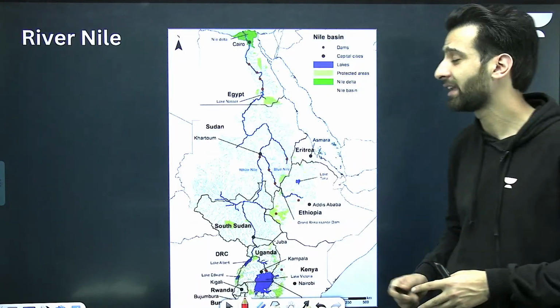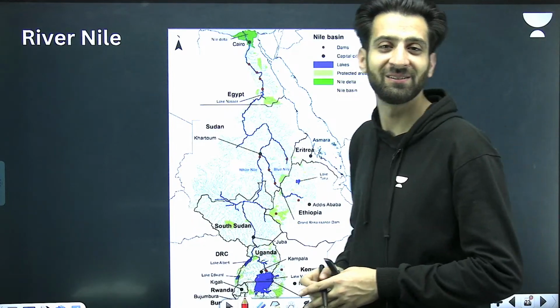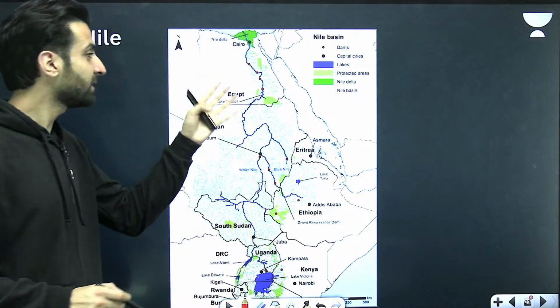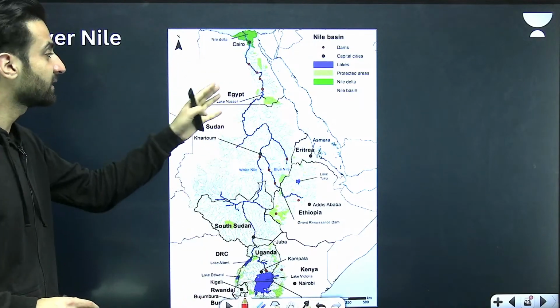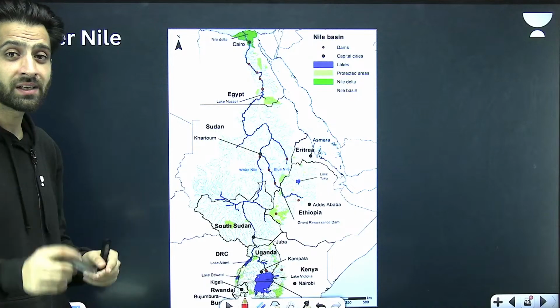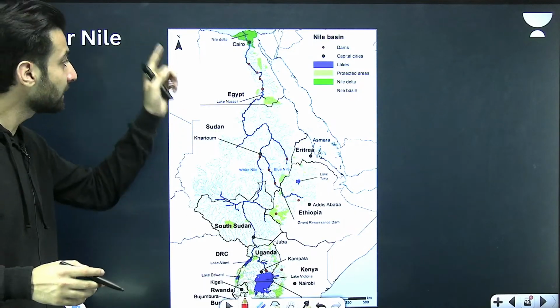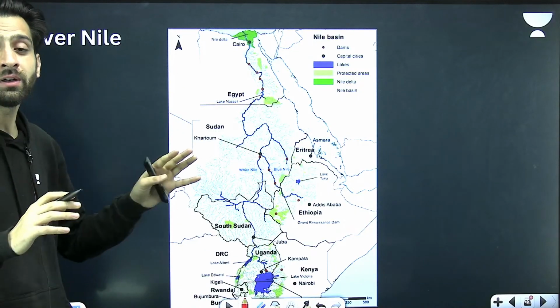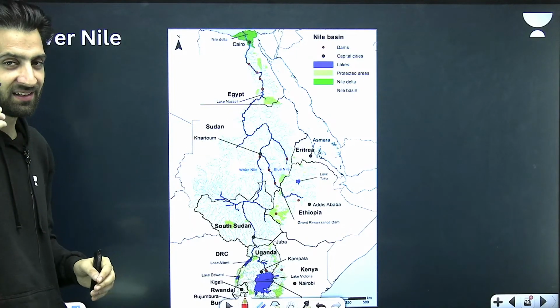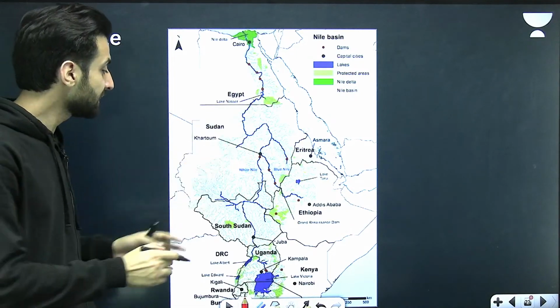Then going to River Nile. What is so important about the River Nile? What do you think? This is the longest river in the world. River Nile is the longest river in the world. There's a difference between the longest river and the largest river. This is the longest river. The largest river is not Nile, but it is something else. Amazon. Okay. So this is River Nile.